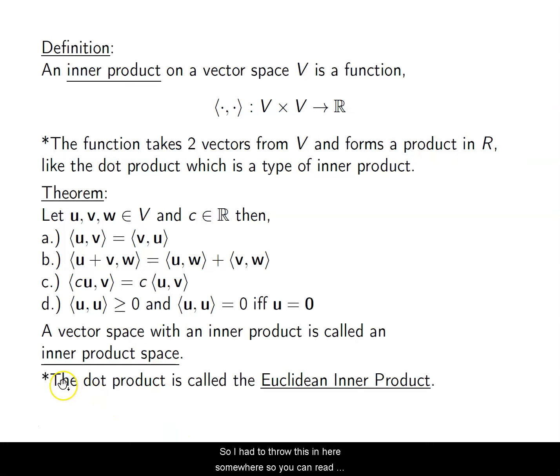So I had to throw this in here somewhere so you can read it on your write-up, but the dot product is called the Euclidean inner product. Okay, so again, the regular R2, R3, R to the n, that's the standard Euclidean geometry. So that dot product that is in the standard Euclidean geometry is basically the standard inner product, right? So we call that the Euclidean inner product.